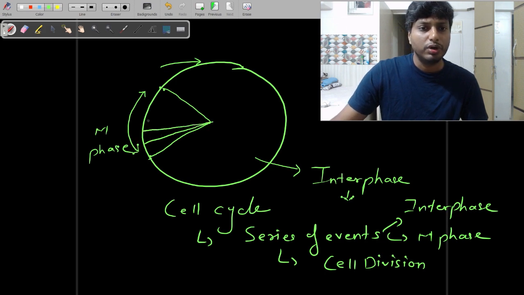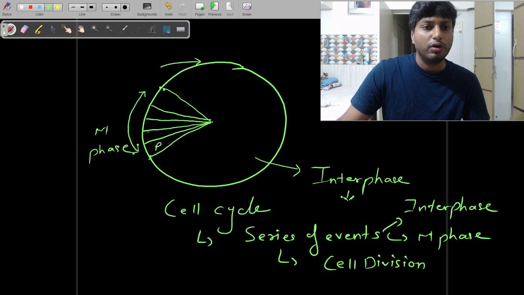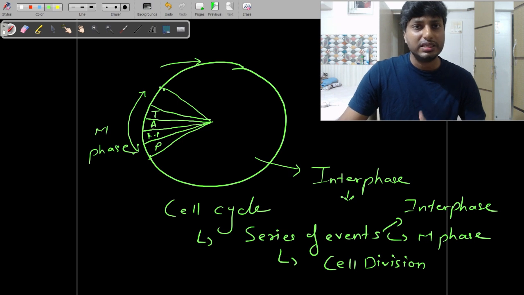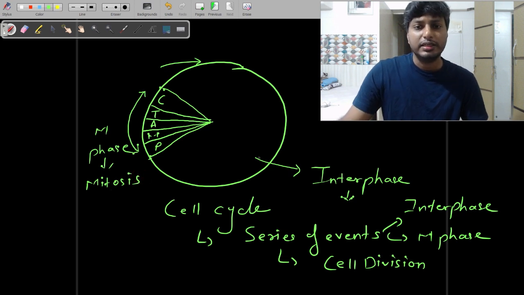Once the M phase starts, dear students, the nucleus is going to divide, which is going to get further divided into 4 subphases, in which the first phase of the nuclear division is called the prophase, followed by the metaphase. The third phase is known as the anaphase, and the fourth phase of the nuclear division is called telophase. Once the karyokinesis, the nuclear division, has been completed, it will be followed by the cytoplasmic division, which is called cytokinesis. So here, this entire thing is the M phase, which is nothing but the mitosis, and before that there is an interphase.